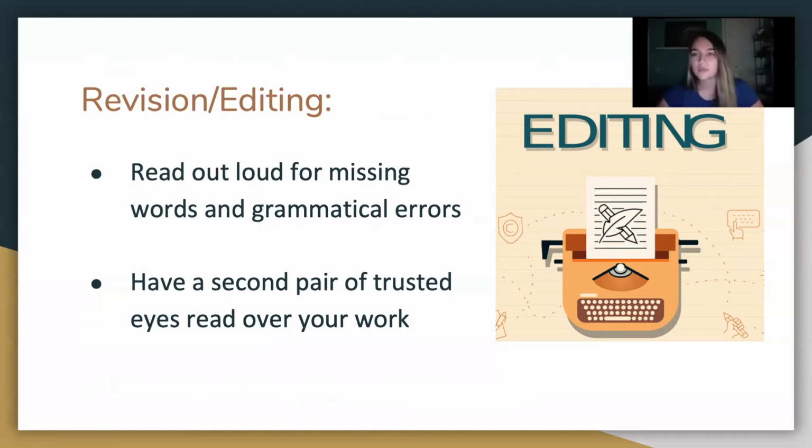Some tips that I pulled from my own writing: read your paper out loud for missing words and grammatical errors. There's something about hearing your own paper that helps you realize you're missing a few words, or maybe the sentence doesn't flow correctly, and it makes revising a lot easier. And a second, trusted pair of eyes reading over your paper is really important too, because you get a second opinion and can put your writing into another perspective. And I think that is the last slide for you guys.